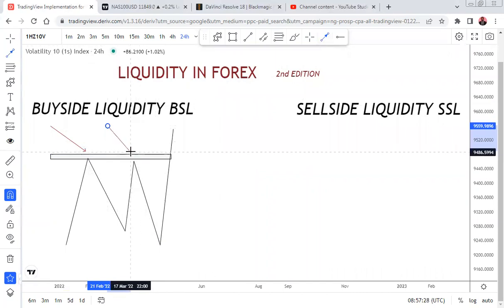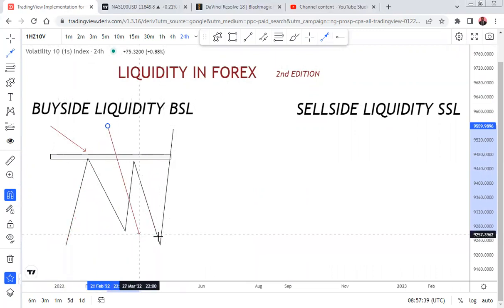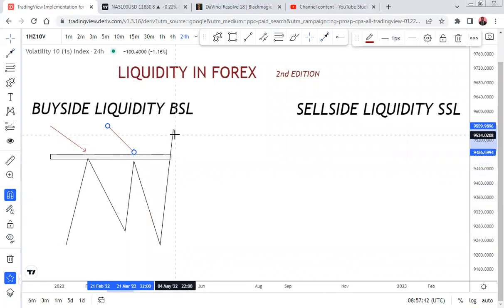Smart money will allow a lot of sellers to come in. So other sellers join at this region to take price down, hoping to clear this low. So price comes, and then from here retraces back, and all the previous sellers within this region are taken out of the market. So this is buy-side liquidity, or you can call it external liquidity.